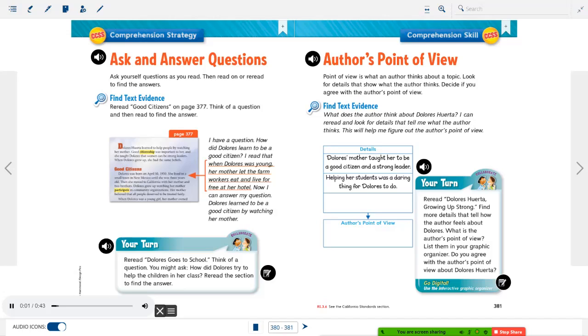Author's point of view. Point of view is what an author thinks about a topic. Look for details that show what the author thinks. Decide if you agree with the author's point of view. Find text evidence. What does the author think about Dolores Huerta? I can reread and look for details that tell me what the author thinks. This will help me figure out the author's point of view. Graphic organizer. Details. Dolores's mother taught her to be a good citizen and a strong leader. Helping her students was a daring thing for Dolores to do.